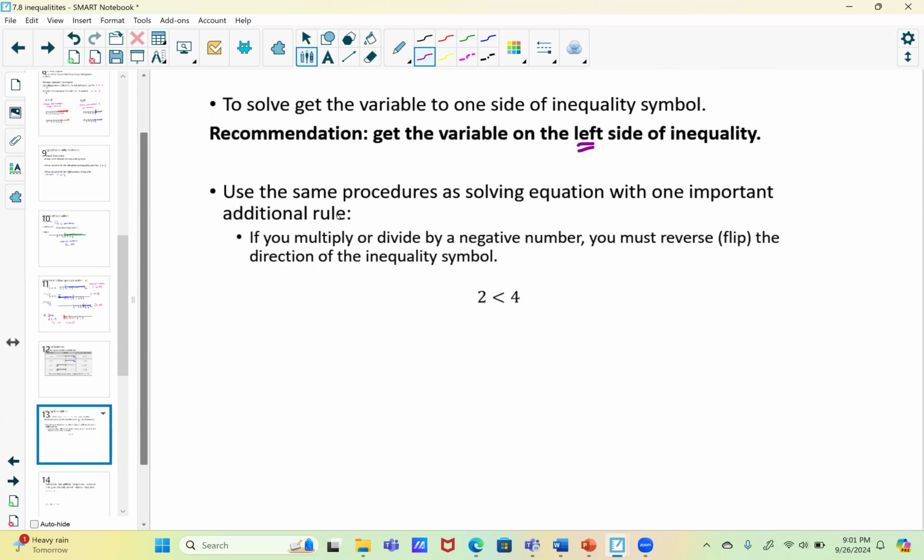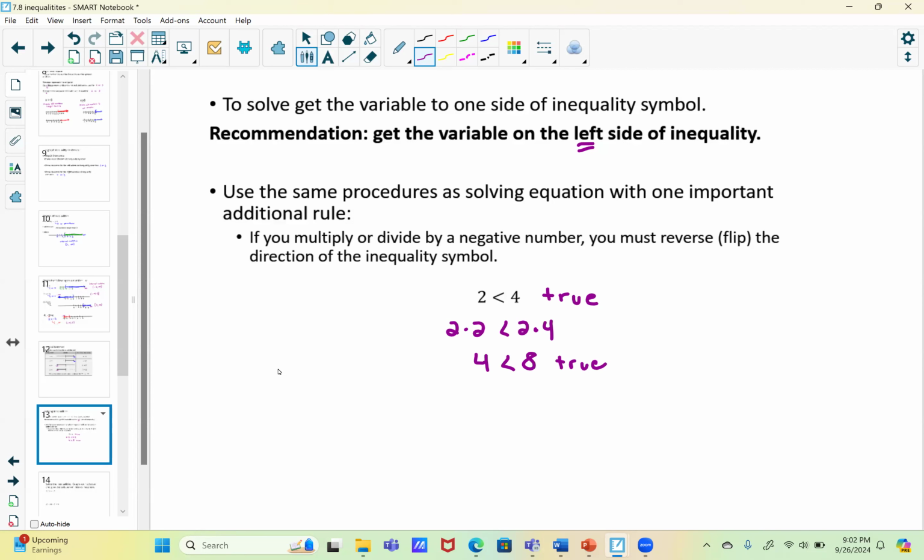So I want to show you why we have to do this rule. And I'm going to use just two numbers. 2 is less than 4. If we think about an equation, if we multiply and divide, we have to do the same thing to both sides. If I multiply both sides by 2, 2 times 2 is less than 2 times 4, I get 4 is less than 8, and that's true. That's still true.